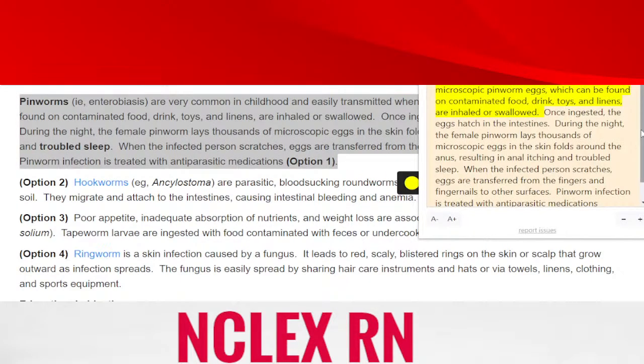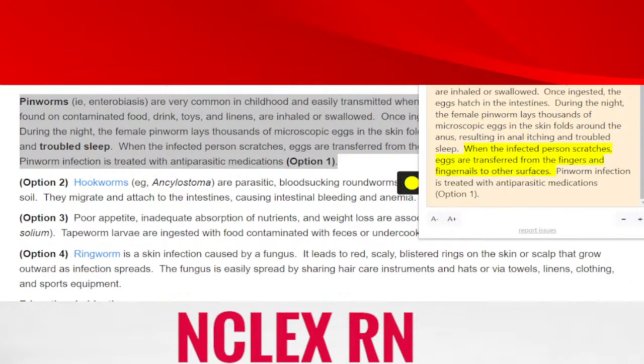Pinworms, i.e., enterobiasis, are very common in childhood and easily transmitted when microscopic pinworm eggs, which can be found on contaminated food, drink, toys, and linens, are inhaled or swallowed. Once ingested, the eggs hatch in the intestines. During the night, the female pinworm lays thousands of microscopic eggs in the skin folds around the anus, resulting in anal itching and troubled sleep. When the infected person scratches, eggs are transferred from the fingers and fingernails to other surfaces. Pinworm infection is treated with antiparasitic medications, option 1.